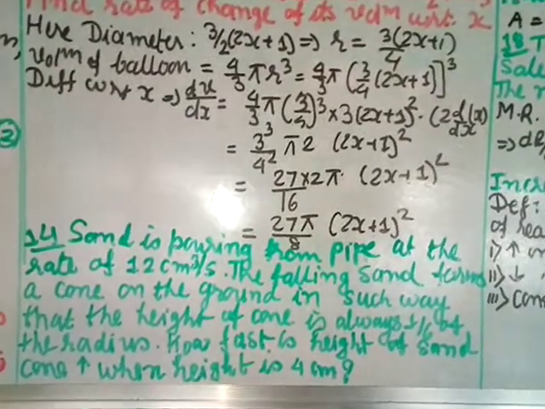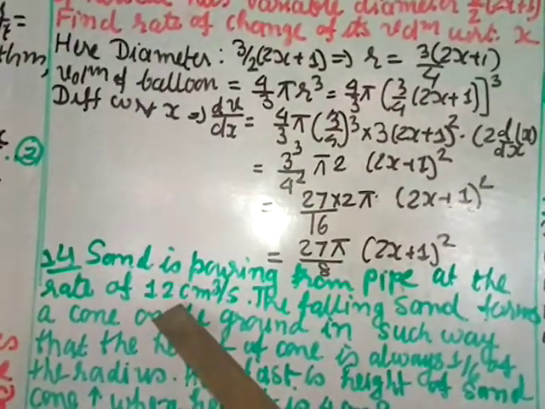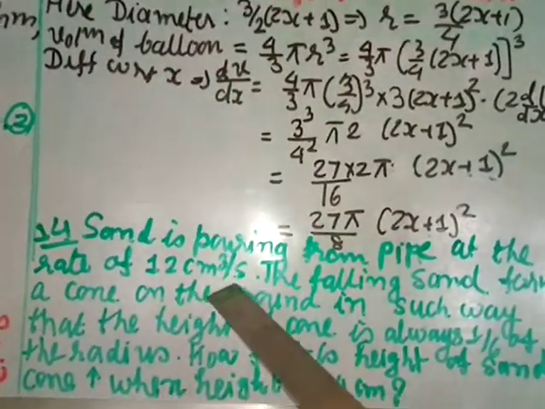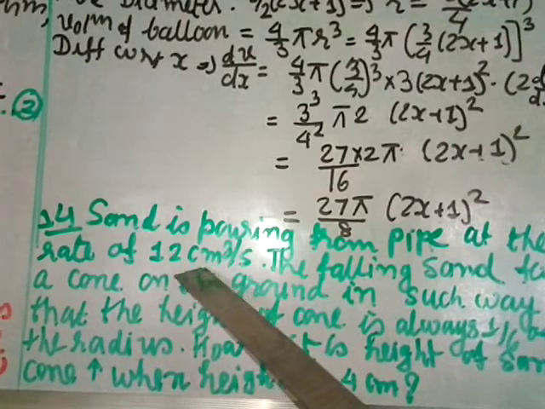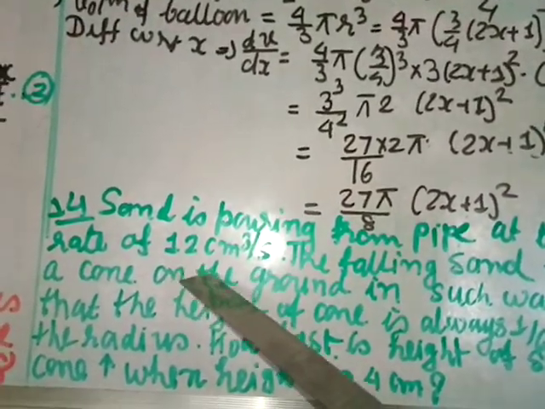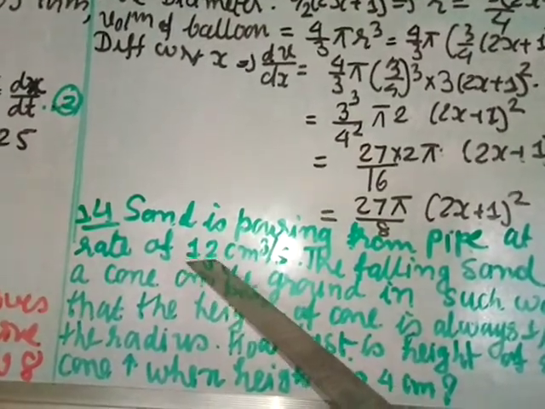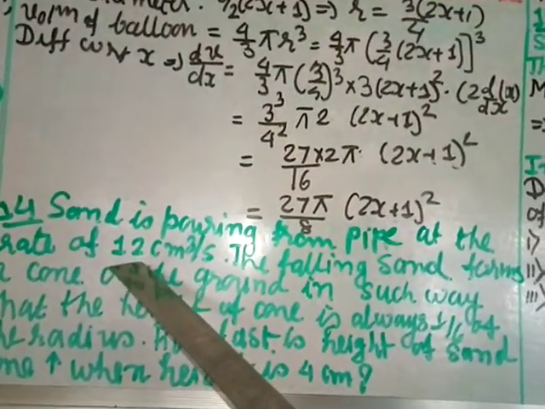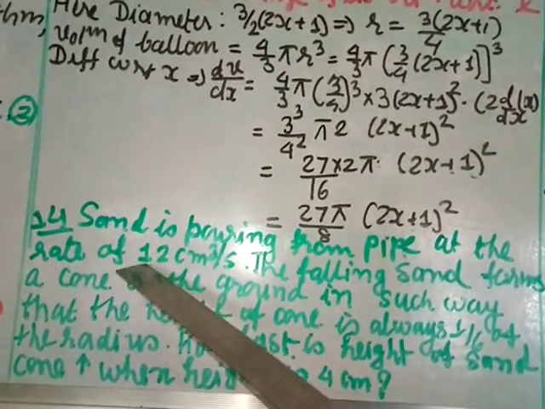Question number 14. Sand is pouring from a pipe at the rate of 12 centimeter cube per second. Centimeter cube per second means they have given us a cube, a cubic unit, which comes when it is volume. So this is the rate of change in the volume with respect to time. So what they have given us is dV by dt. According to this unit we can find out that it is the rate of change in the volume.